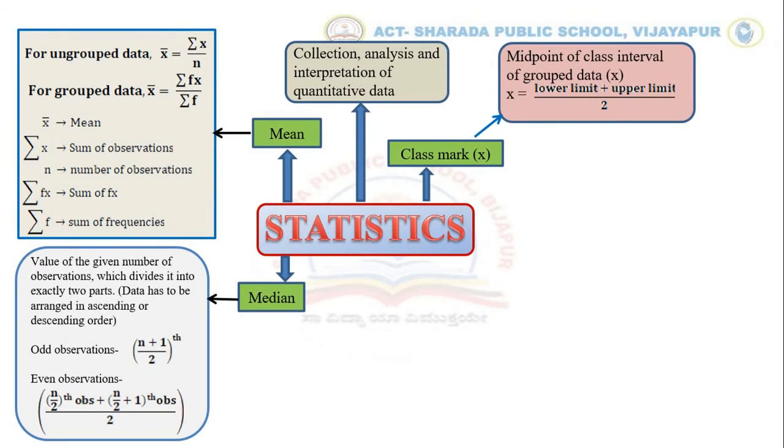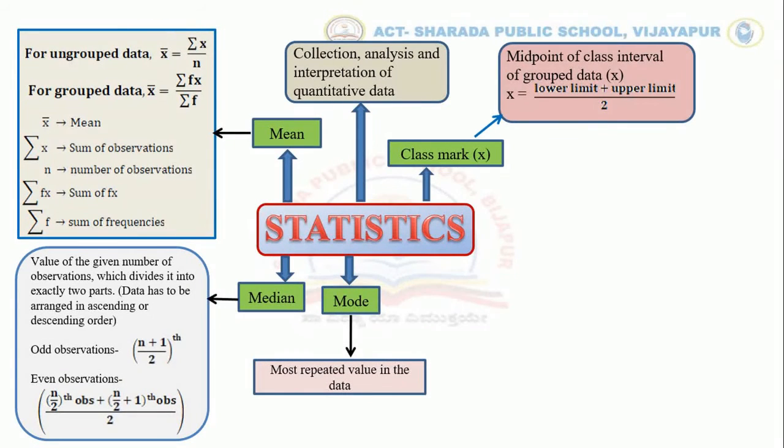The next measure of central tendency is mode. It is the most repeated value in the data. There is no formula to find the mode as in the case of mean and median. It is just looking at which is the most repeated value in the data, and that is the mode. If there are two numbers which are repeated to the maximum extent, then the average of those two is called the mode.